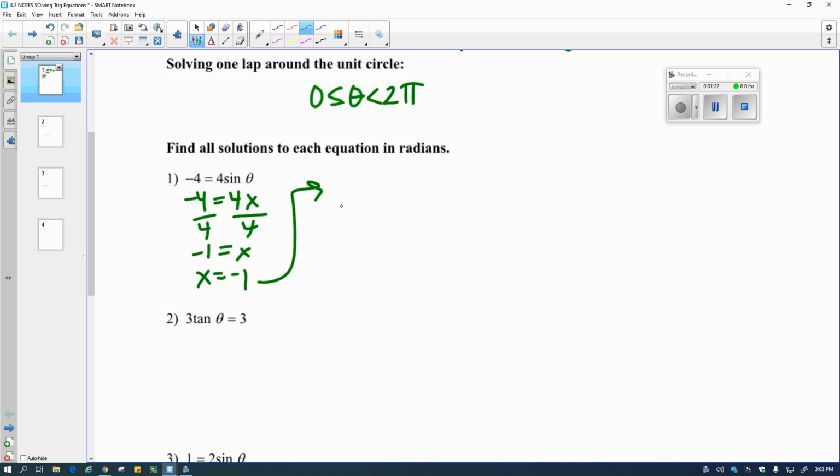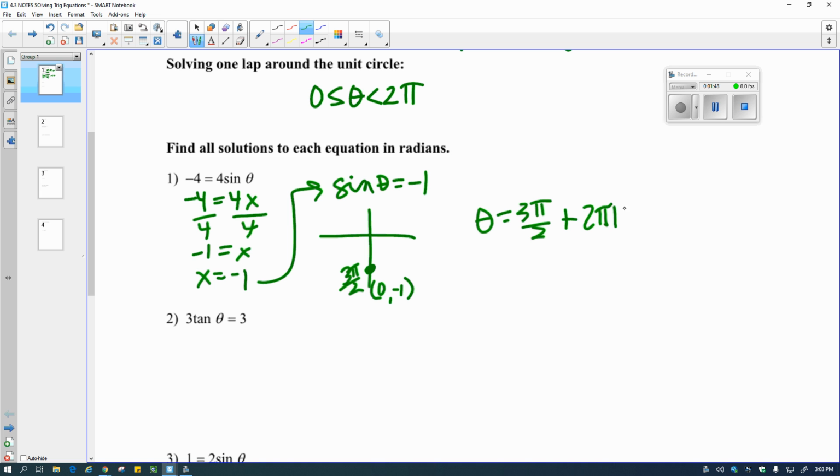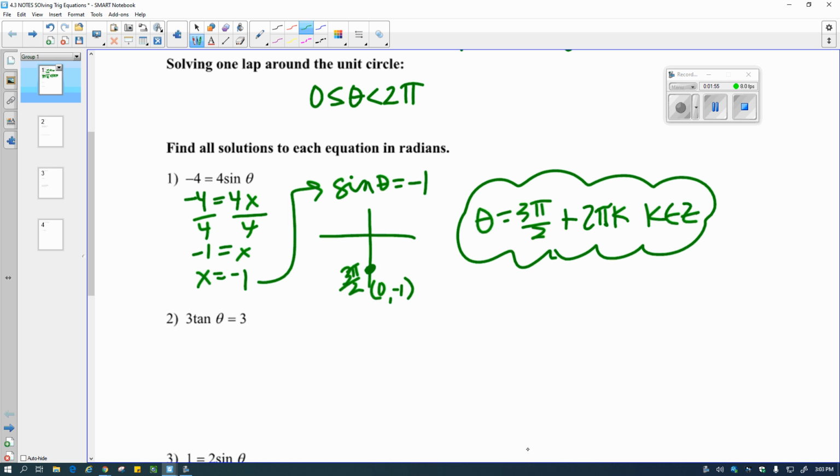However, I'm not really solving for x, I'm solving for the sine. I want to find out when the sine of theta is -1. Well, that's down here when I have the point (0, -1), and that's at 3 pi over 2. So if I was solving for one lap around the unit circle, my answer would be 3 pi over 2. But because I'm solving for all solutions, I add plus 2 pi k, where k is an element of the integers. And so that's the only kind of addition that we're going to do on top of our solving.